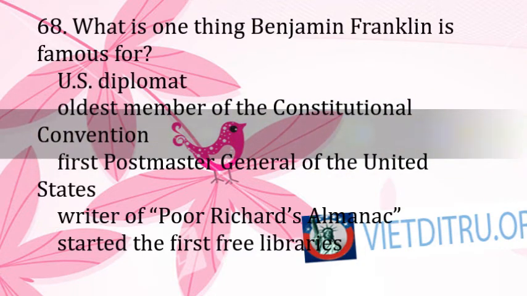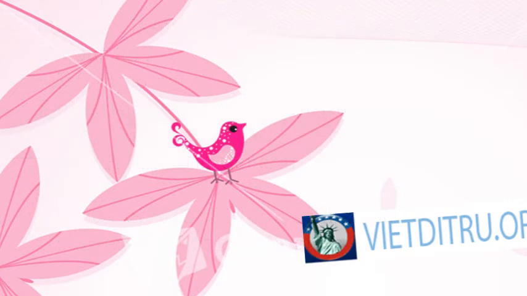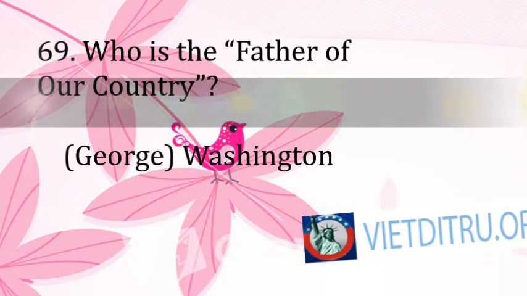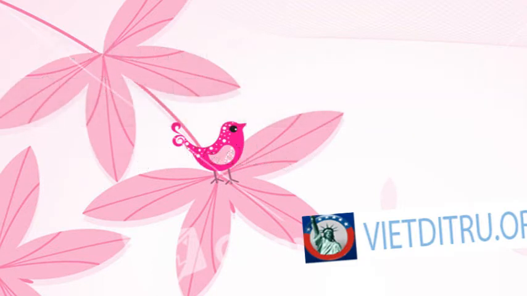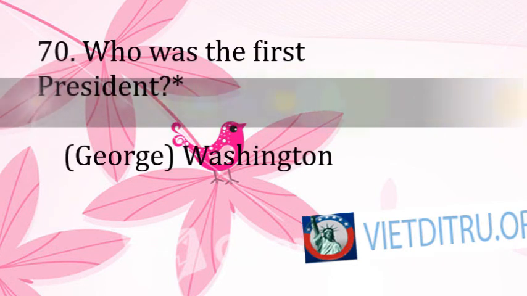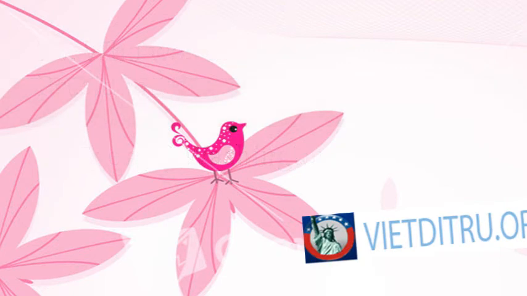What is one thing Benjamin Franklin is famous for? U.S. diplomat. Oldest member of the Constitutional Convention. First Postmaster General of the United States. Writer of Poor Richard's Almanac. Started the first free libraries. Who is the father of our country? George Washington. Who was the first president? George Washington.